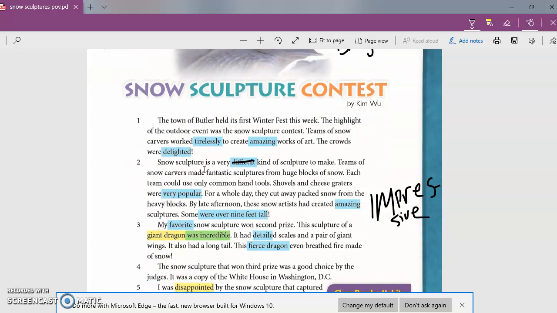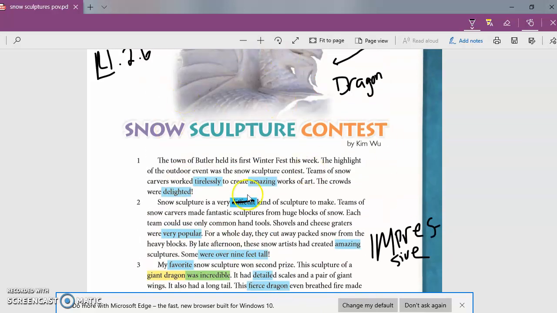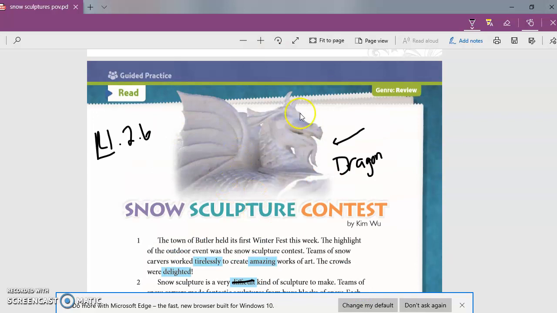So as you read your story, remember to think of those detailed words. Ask yourself, is it a positive describing word or is it a negative describing word? And overall, how did the author feel about the topic at hand? So we know, yeah, he had some positive and negative thoughts, but overall, he thought snow sculptures were amazing.